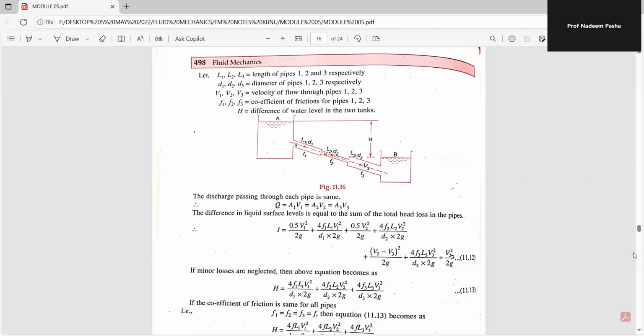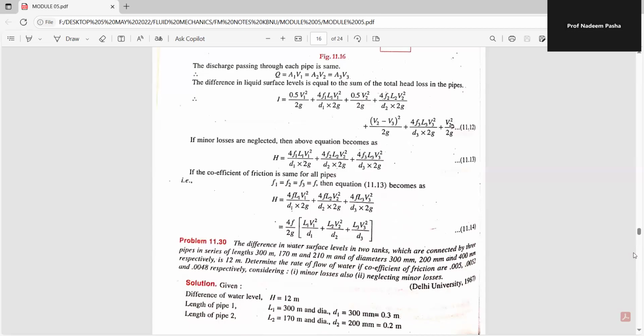If minor losses are neglected, then the equation becomes as follows. If we neglect the minor losses, that is the loss of head at the entrance of the pipe, at contraction and so on, then H is equal to 4 F1 L1 V1 square by D1 into 2g, plus 4 F2 L2 V2 square by D2 into 2g, plus 4 F3 L3 V3 square by D3 into 2g. If the coefficient of friction is small for all pipes, we can assume that F1 is equal to F2 is equal to F3 is equal to F.